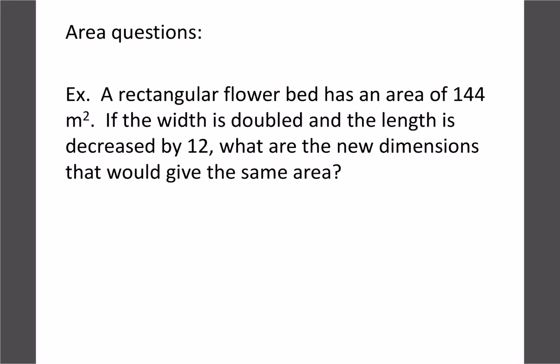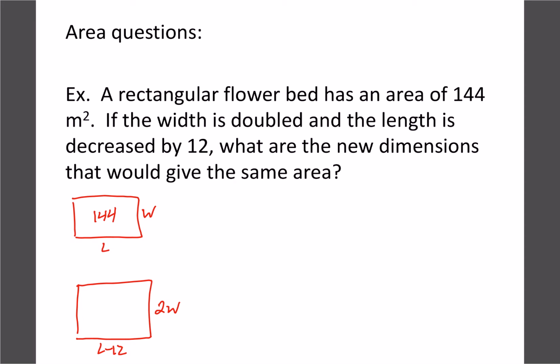Okay, another type of question is areas, volumes, things like that. In this case, we have some sort of rectangular shape. We don't know the length and width, so let's call them L and W, but we do know the area is 144. And it says we're going to change the rectangle so that our width is doubled, so that'll be 2W, and our length is decreased by 12, so L minus 12, and it'll still have the same area.